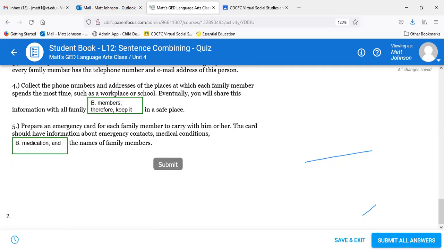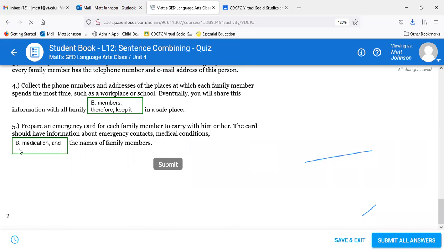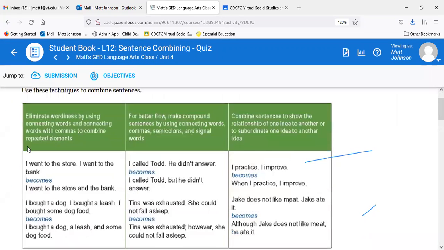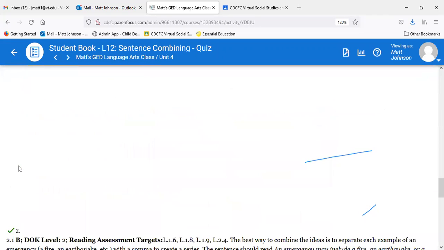Okay, so anyone need to follow up on the quiz there? Okay, so on to the workbook.